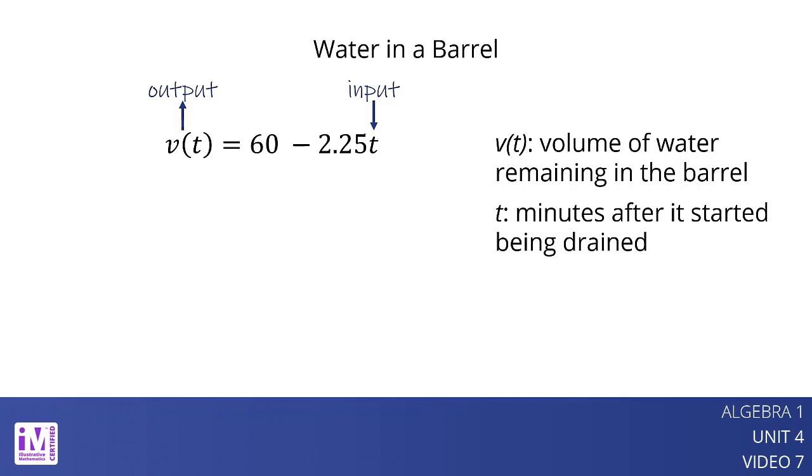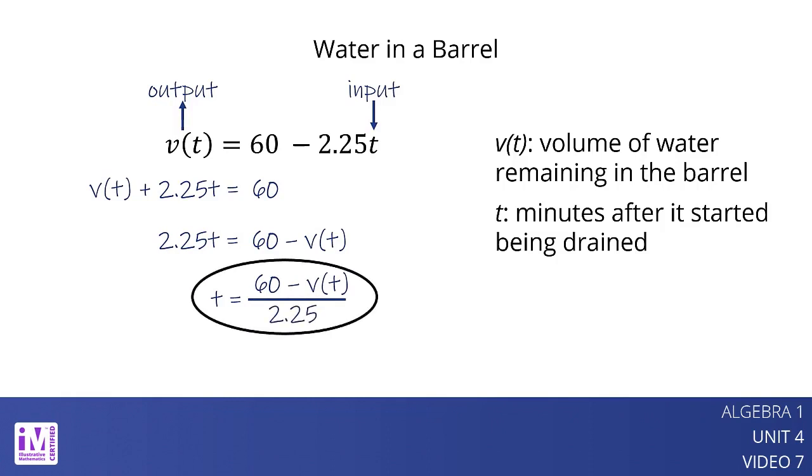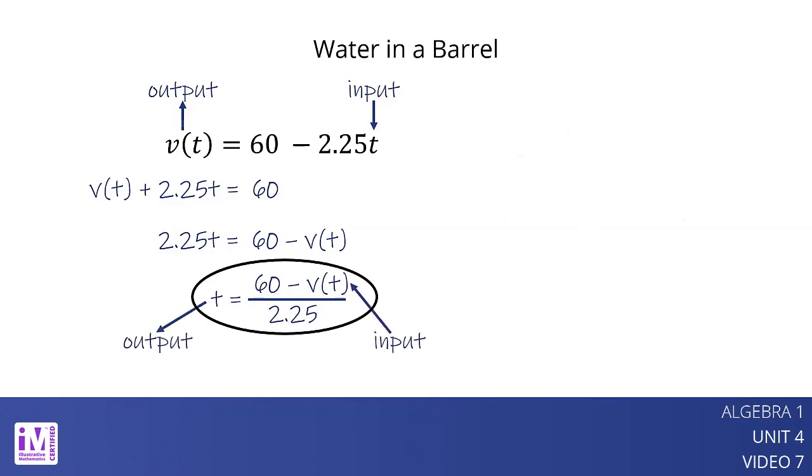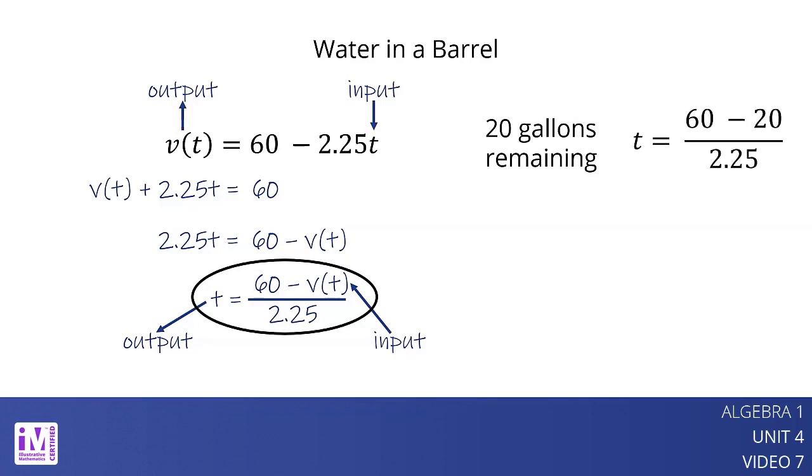Even though the equation is in function notation, we can still solve for t. This equation now shows t as the output and v of t as the input. We can easily find or estimate the time when the barrel will have 20 gallons remaining by substituting 20 for v of t. We can also find the time when the barrel is empty by substituting 0 for v of t.